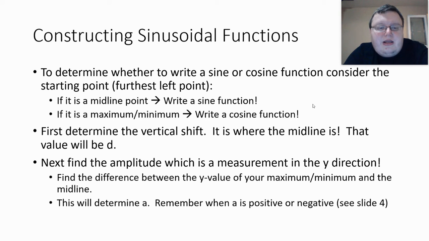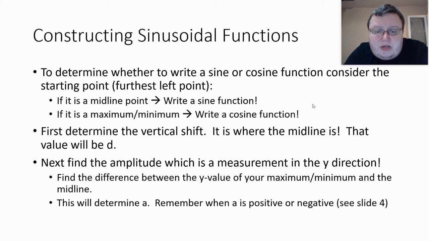So let's go through this. Vertical shift, you'll determine the value of D. Next, you'll find the amplitude, which is a measurement in the y direction. Some of these give you a starting point that is the maximum or the minimum, and the next point is the opposite. If your starting point's a maximum, the next point's a minimum. You'll have to figure out where halfway in between is to get your midline. Then you'll figure out the difference in the y coordinates, to see how far the maximum is from that midline, because that's going to give you your amplitude.